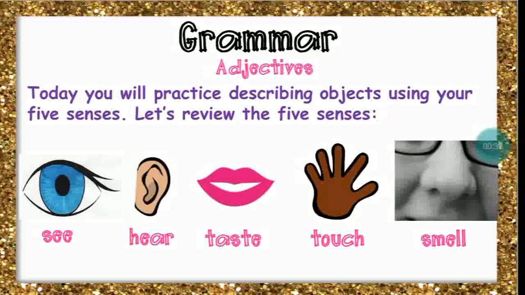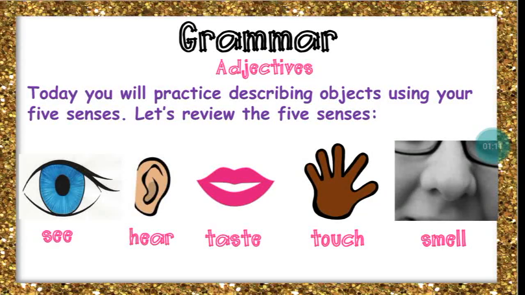Okay, let's get started. In this lesson, we will practice describing objects using our five senses. Now, let's review the five senses. The five senses are eyes, ears, mouth or tongue, hand or skin, and nose. Okay? Eyes, ears, mouth, hand, and nose.